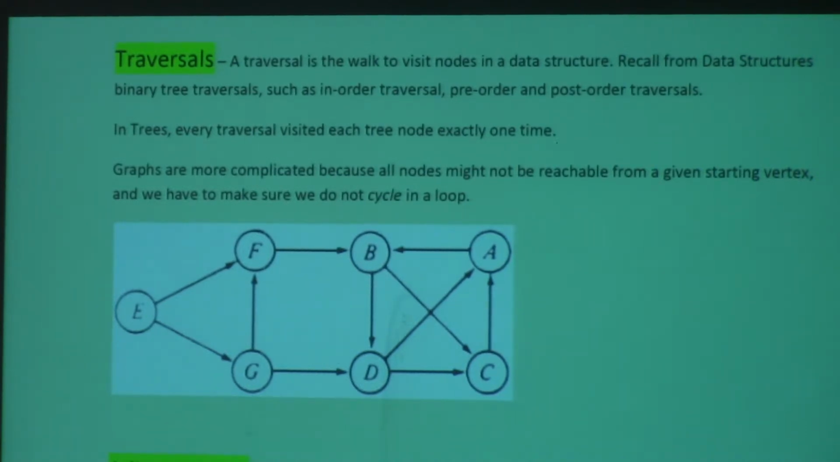So traversals for graphs are different. And the reason traversals for graphs are different is because graphs are unusual. Whereas in a tree, if you start at the root, you can reach everywhere.